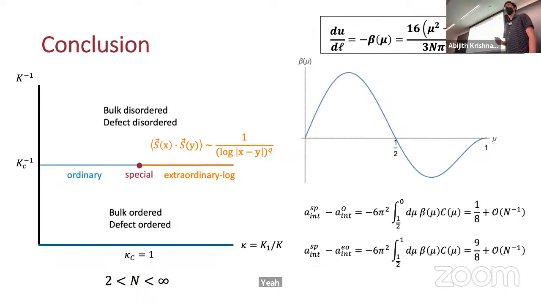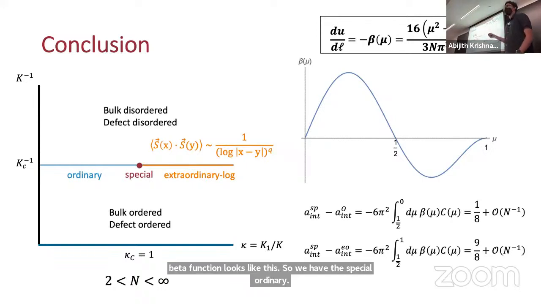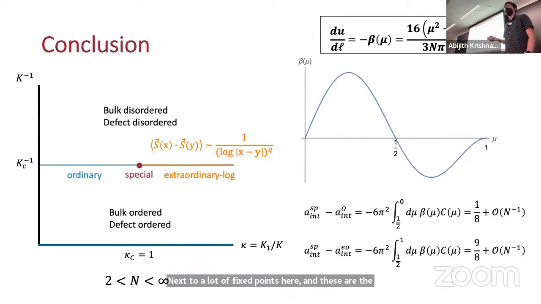On the summary slide, to recap, we have the extraordinary log universality class for all values of n greater than 1. The beta function looks like this. So we have the special, ordinary, and extraordinary log fixed points here. And these are the central charges for the different universality classes. And they match up with this A theorem by Jensen and O'Bannon.